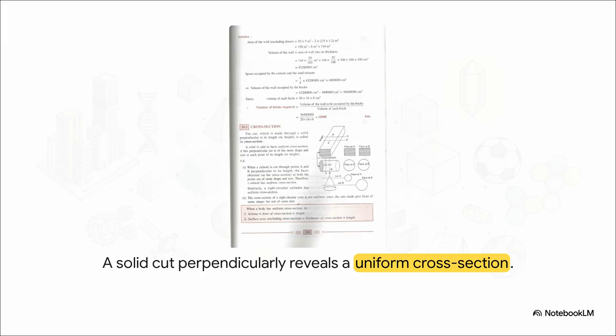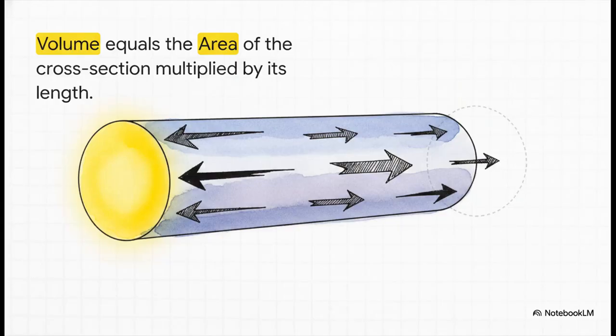It's kind of like a perfectly unsliced loaf of sandwich bread. Having a uniform cross-section is incredibly helpful because it acts as a really powerful mathematical shortcut. Instead of doing a super complex 3D calculation, if a body has a uniform cross-section, its volume simply equals the area of that cross-section multiplied by its entire length. Just find the area of the front face, stretch it across the length, and boom, you have your volume.